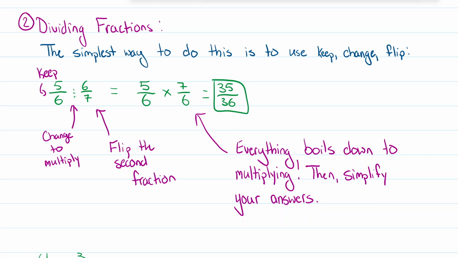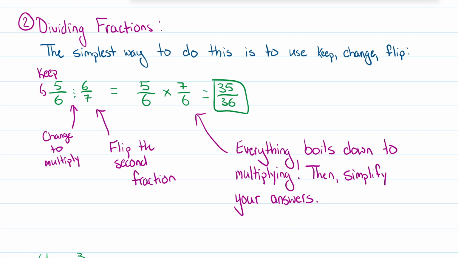So when we do keep, change, flip, or the way I like to put it, KCF, I'll write that down in our next example. We've got 5/6 times 7/6. And then you just multiply the same way. You multiply your tops together, you multiply your bottoms together, and you end up with 35 over 36. Everything is going to boil down to multiplying when it comes to dividing and, of course, multiplying fractions.